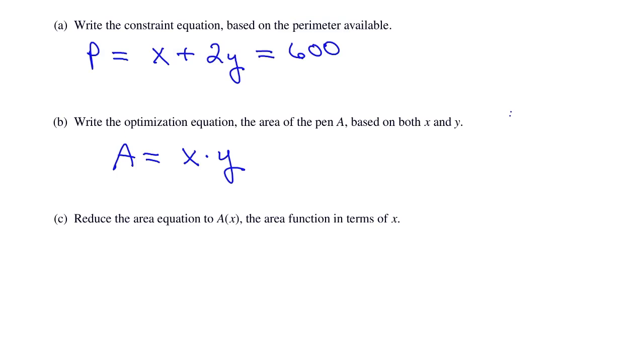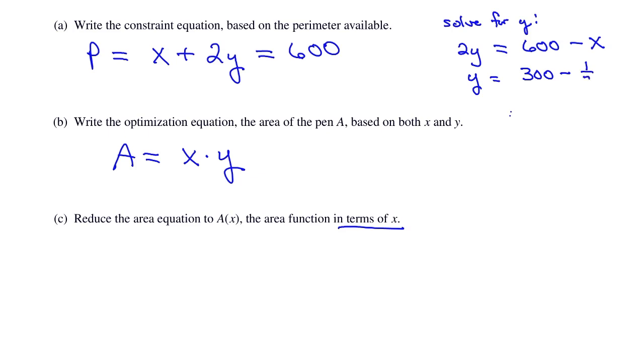Question C. Reduce the area equation to a function A of x, the area function in terms of x. When it says in terms of x, that means you'll have the variable x, and in this case, only the variable x. To do this, we're going to solve the constraint equation for y. So we're going to start with 2y is equal to 600 minus x, and then divide everything by 2. So y is equal to 300 minus 1/2 x.